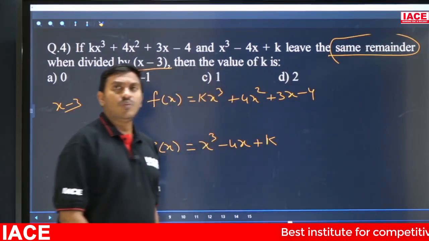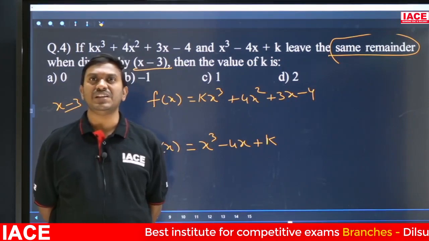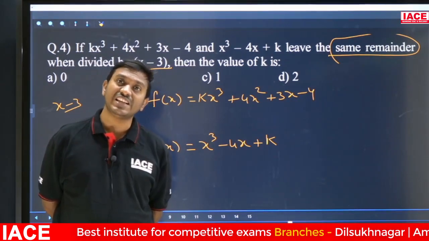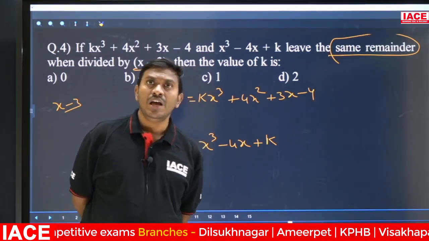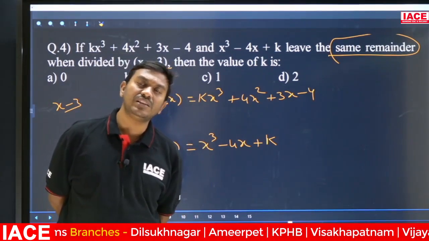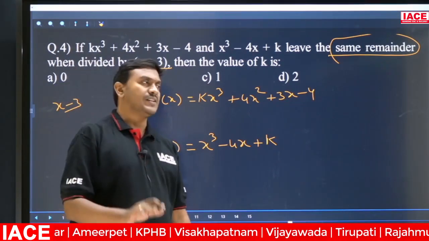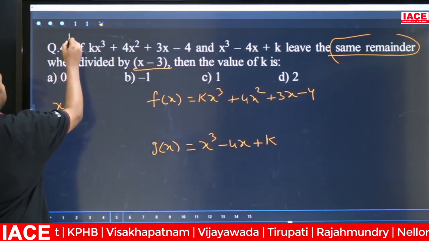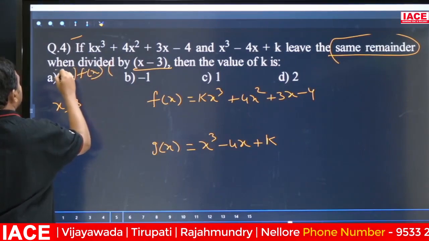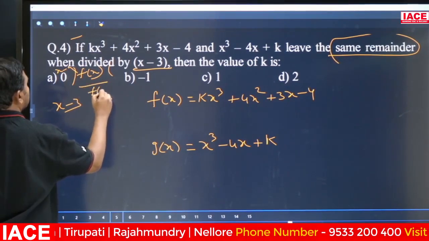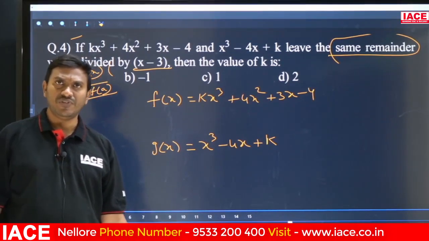Same remainder. So what does the remainder theorem say? If f of x is divided by x minus a, then what is the remainder? F of a is the remainder. That we will discuss in the remainder theorem, where we discuss the remainder theorem as well as the factor theorem, right? So the remainder we have to tell is f of a. So we have to find f of a, right?